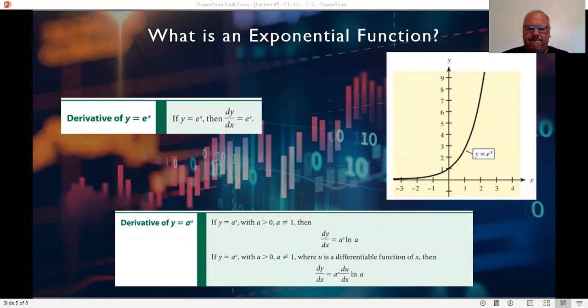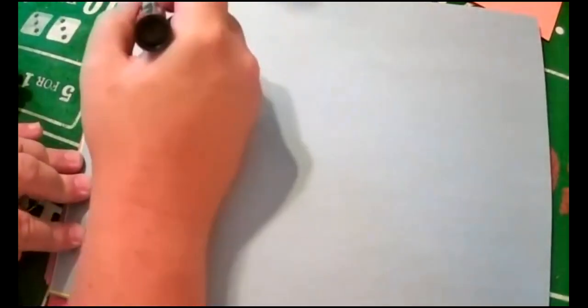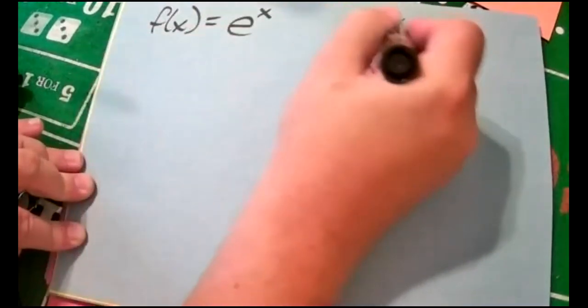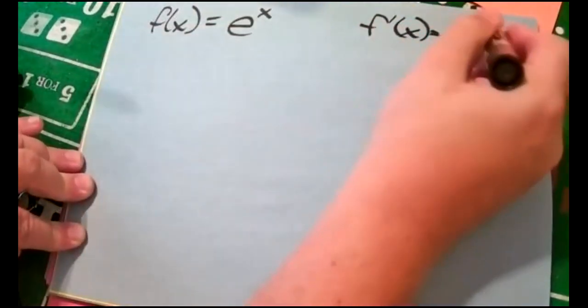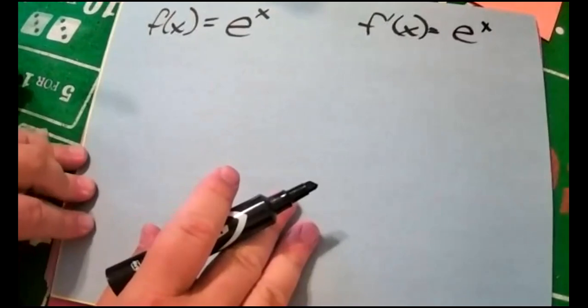I'm going to give you some functions, and we're going to try to get derivatives of them. Here's some great examples. Let's say f of x equals e to the x. Well then f prime of x is simply e to the x. Let's establish that first and foremost.